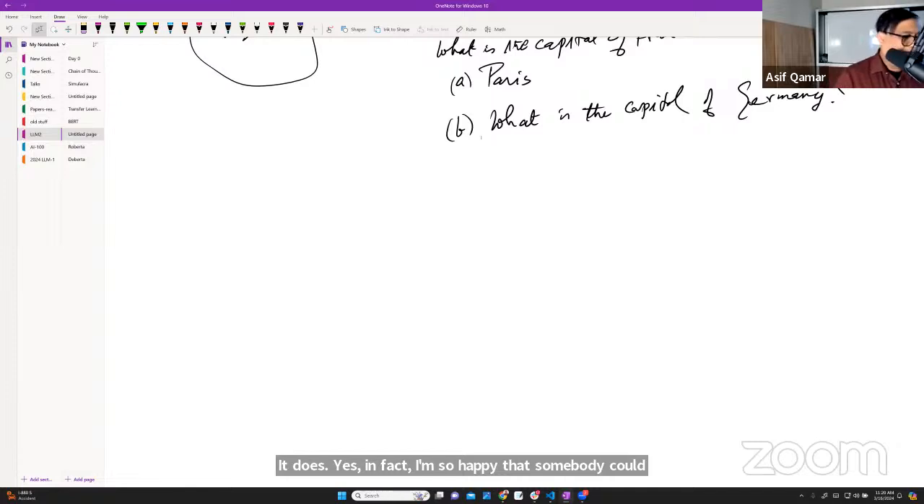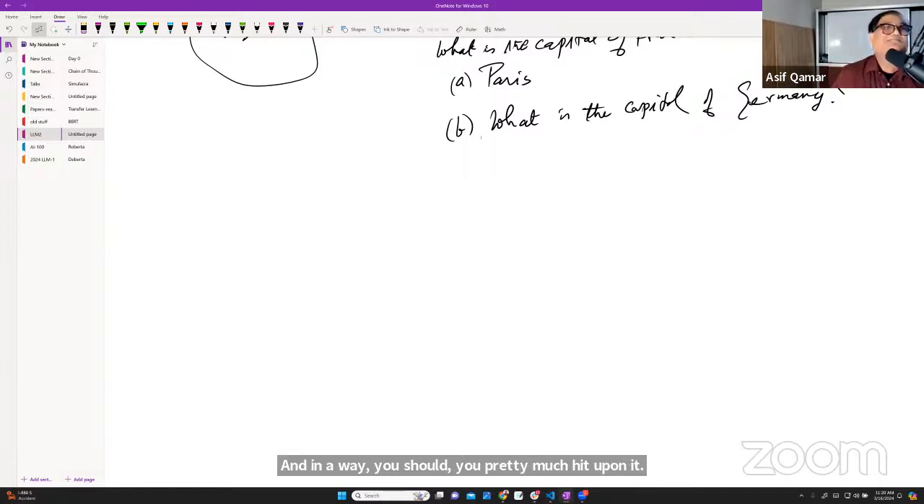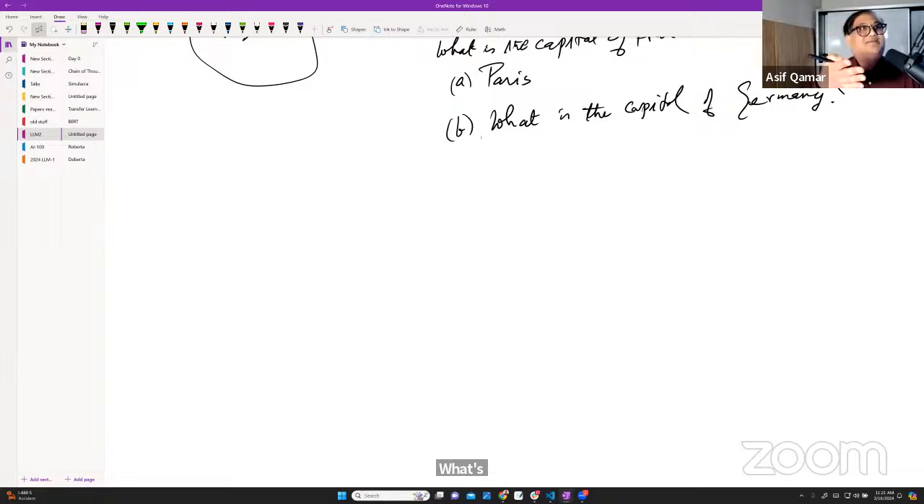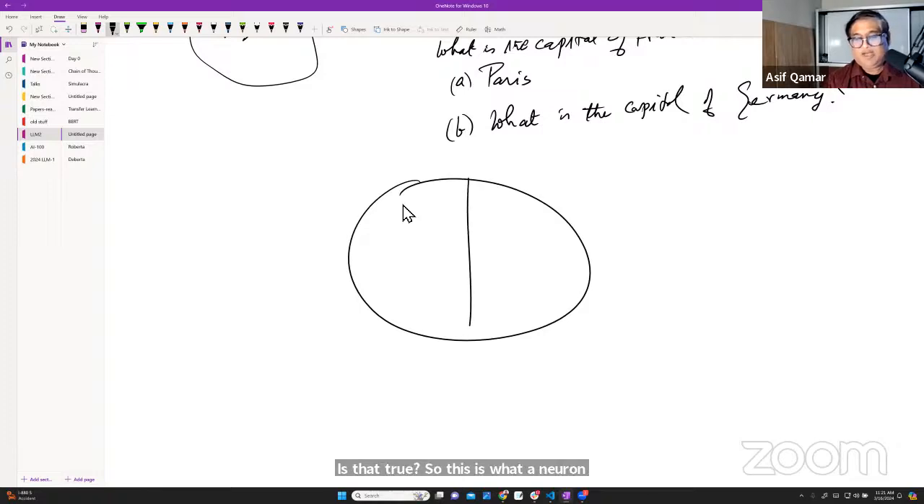So now what if I told you, guys, that this problem, and in a way, you pretty much hit upon it. Let's think about what a neuron is, and this is what I say, thinking from first principles. What is a neural network ultimately? It does a linear transformation followed by a deformation. Is that correct, guys? Each neuron takes the input, does a linear combination of it, and then does a deformation. Is that true? So this is what a neuron is. It is made up of 2 parts.